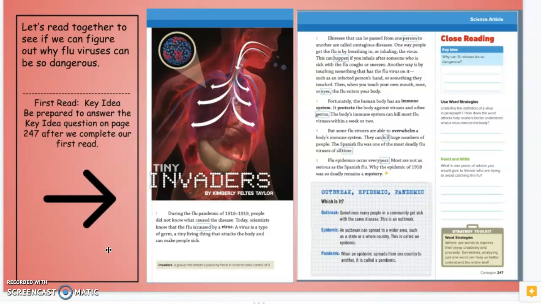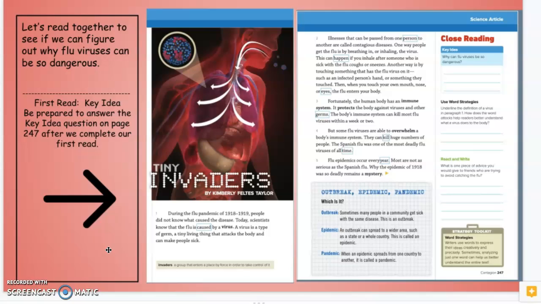So you're going to look for some of those clues that will help you come up with a sentence to answer that question. And again, as I'm reading, I would like you to follow along, please. Tiny Invaders by Kimberly Feltz Taylor.